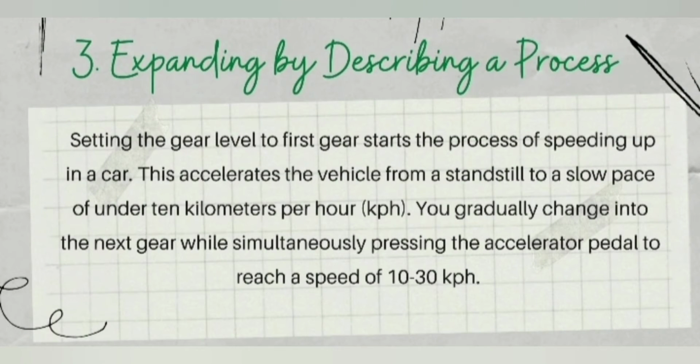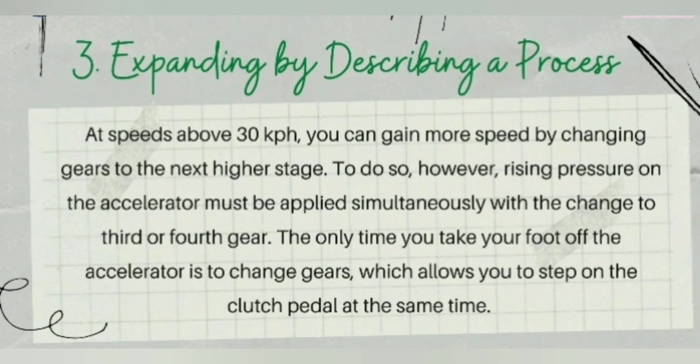Number 3. Expanding by describing a process. Setting the gear level to first gear starts the process of speeding up in a car. This accelerates the vehicle from a standstill to a slow pace of under 10 kilometers per hour. You gradually change into the next gear while simultaneously pressing the accelerator pedal to reach a speed of 10 to 30 kilometers per hour. At speeds above 30 kilometers per hour, you can gain more speed by changing gears to the next higher stage.